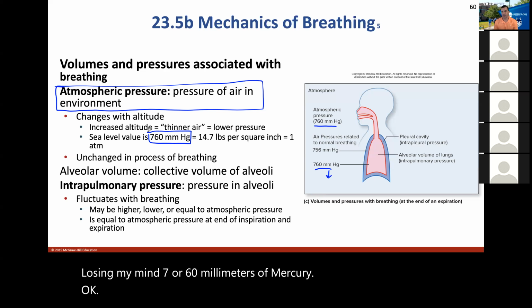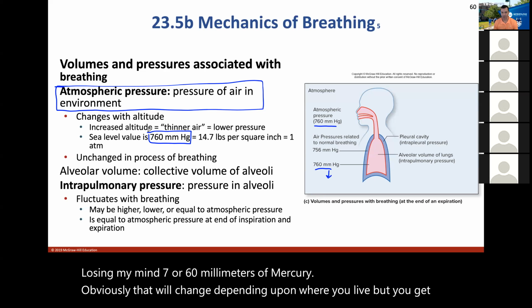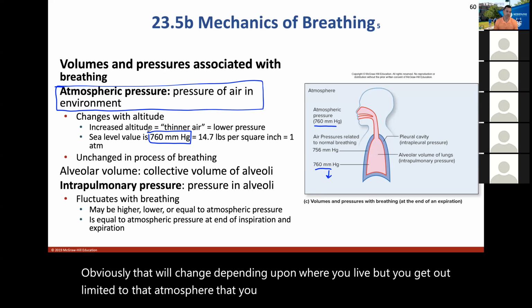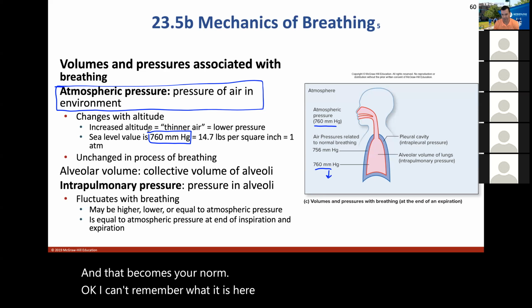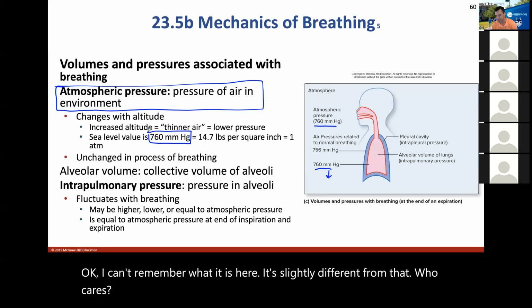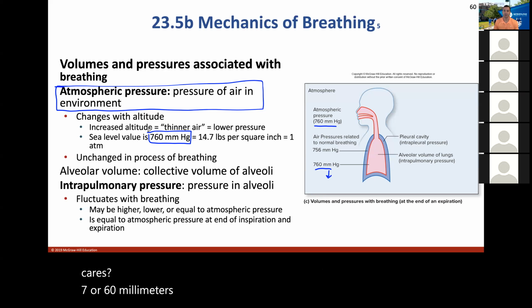Obviously, that'll change depending upon where you live, but you get acclimated to that atmosphere, that altitude that you live at, and that becomes your norm. I can't remember what it is here. It's slightly different from that. Who cares? 760 millimeters of mercury is typically atmospheric pressure everywhere you go, unless you're at the top of the Himalayas.